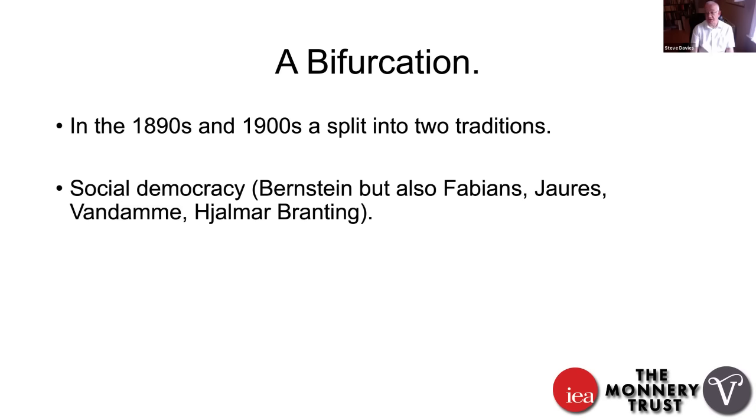There's also, however, the Fabian socialists, the Webbs, George Bernard Shaw and others in the UK. There's Jean Jaurès in France, Van Damme, the Belgian socialist leader. Also, a very important figure, Hjalmar Branting, the man who effectively creates the Swedish Social Democratic Party. Not very well known outside Sweden, but actually a very important figure in this. So that's the first tradition, social democracy.